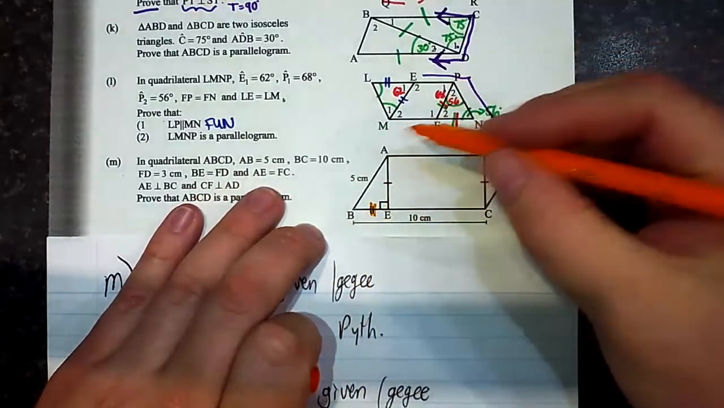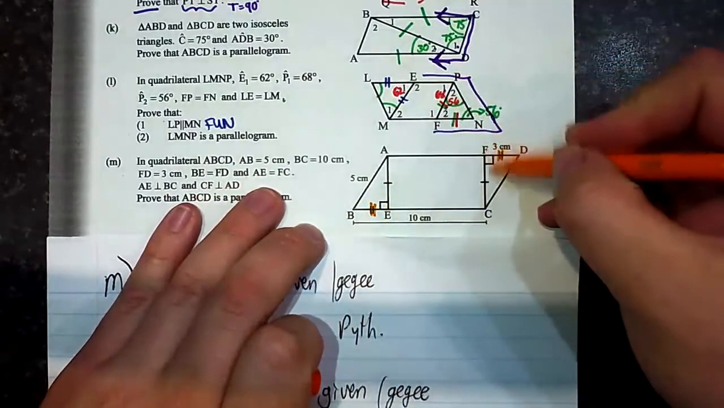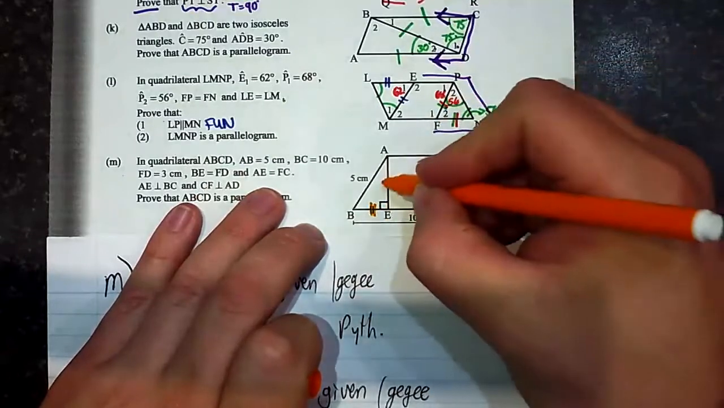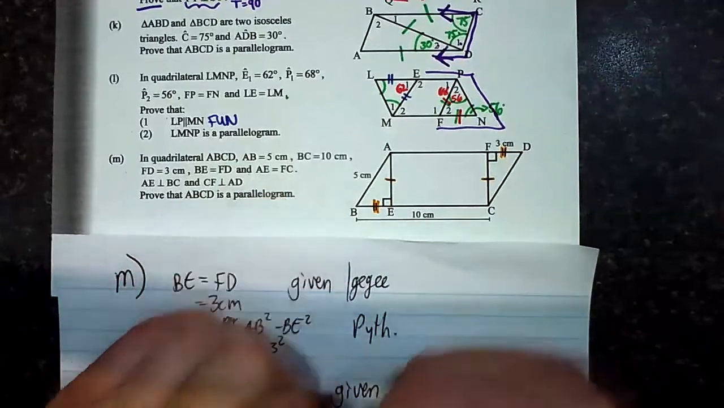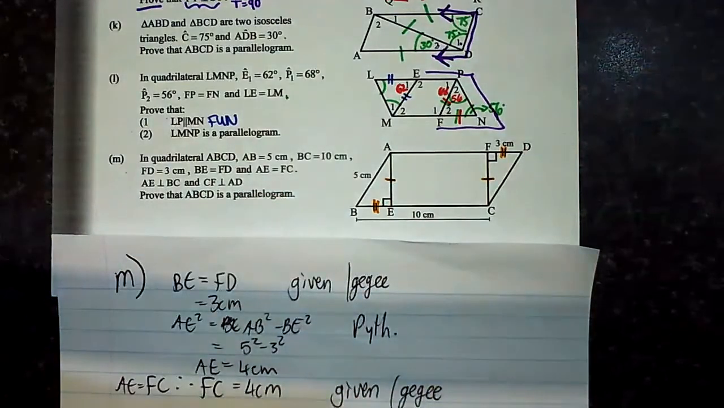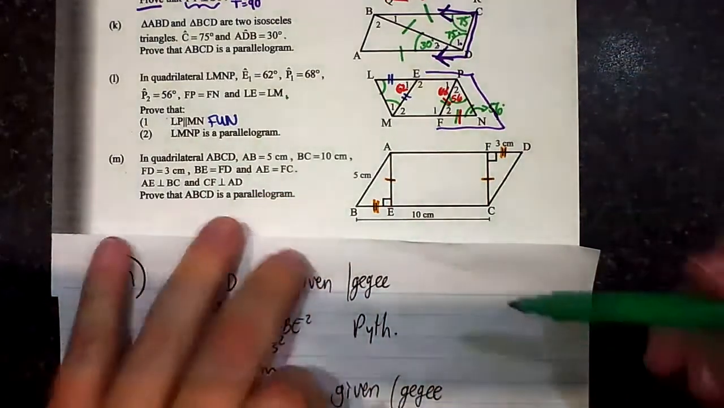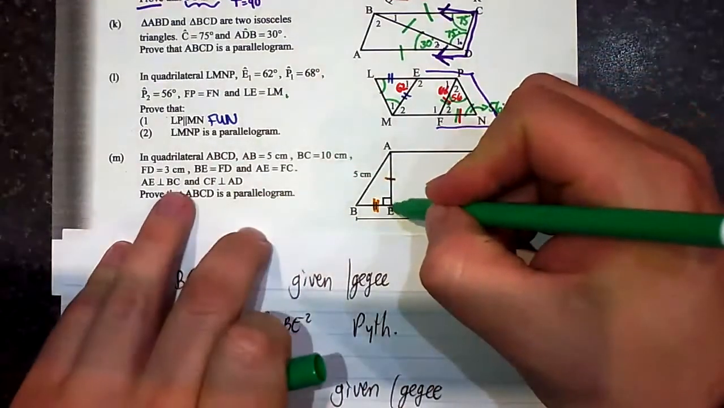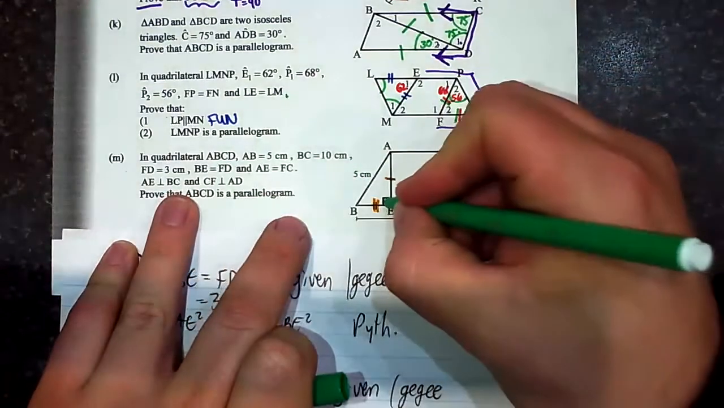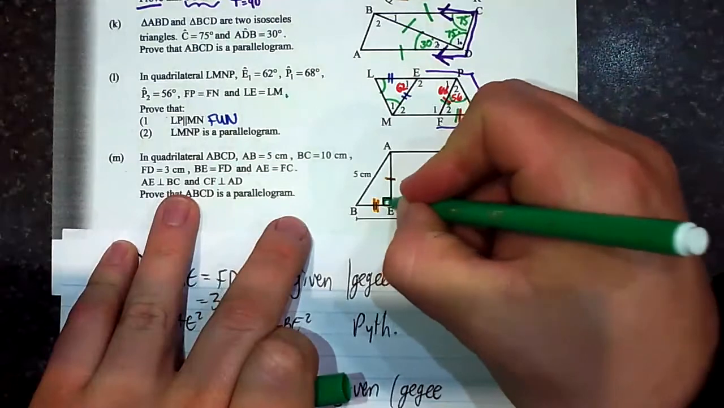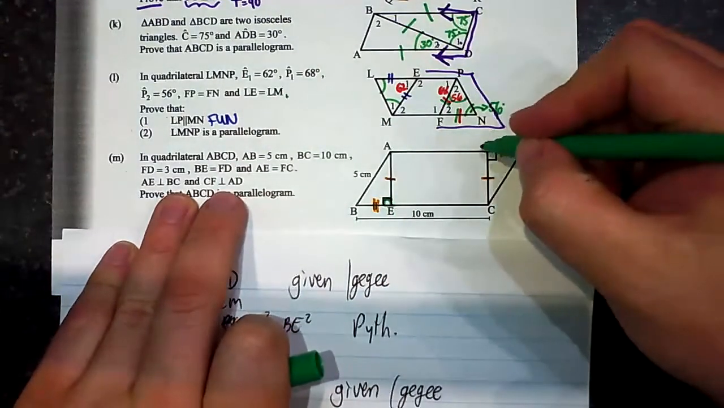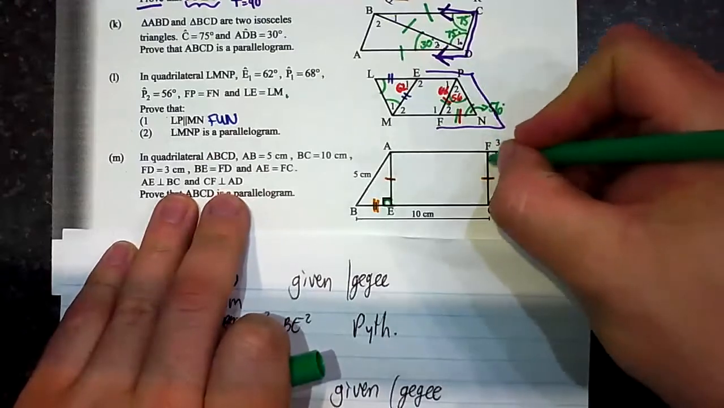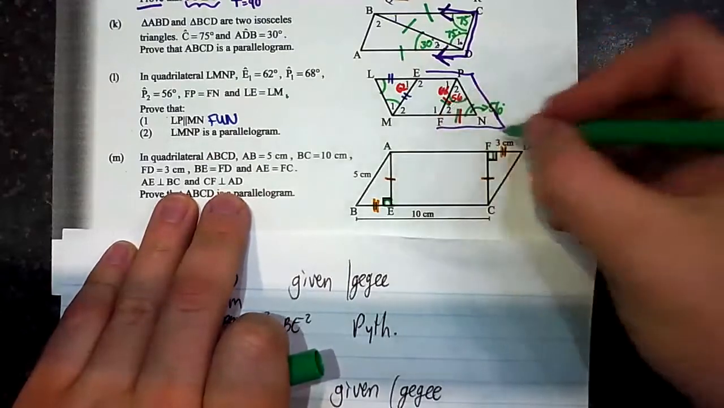And AE and FC are equal in length. Okay, very important. Baie belangrik. Nou sê hulle vir ons dat AE loodreg is op BC, perpendicular, very important. Okay, and CF is perpendicular to AD, loodreg op AD. Okay.